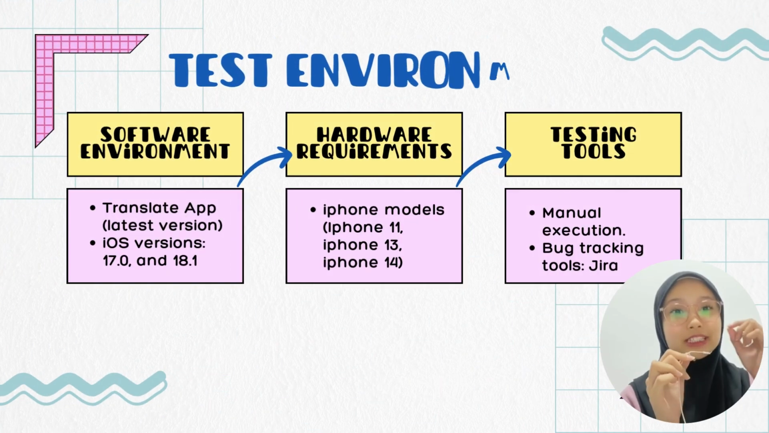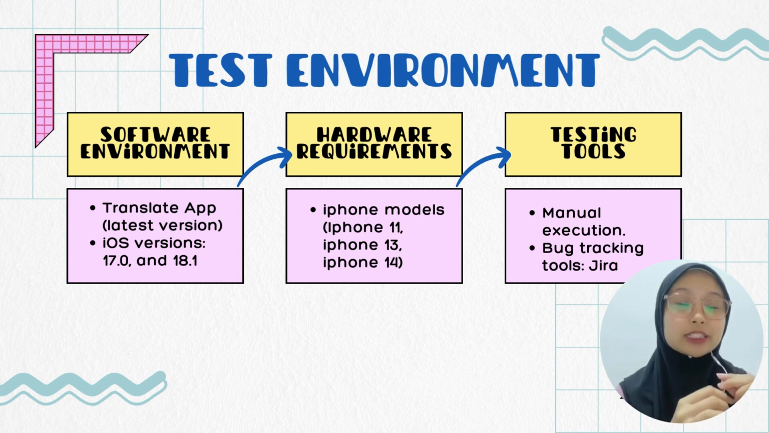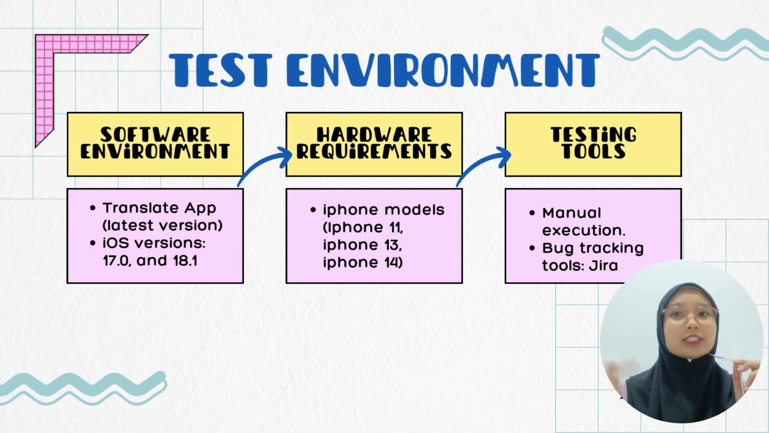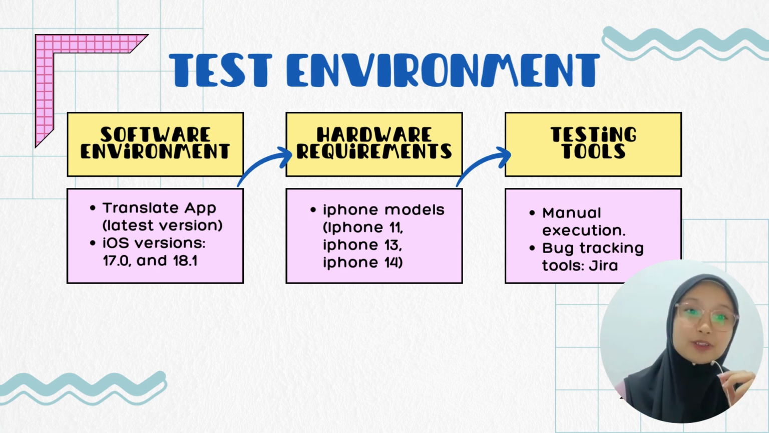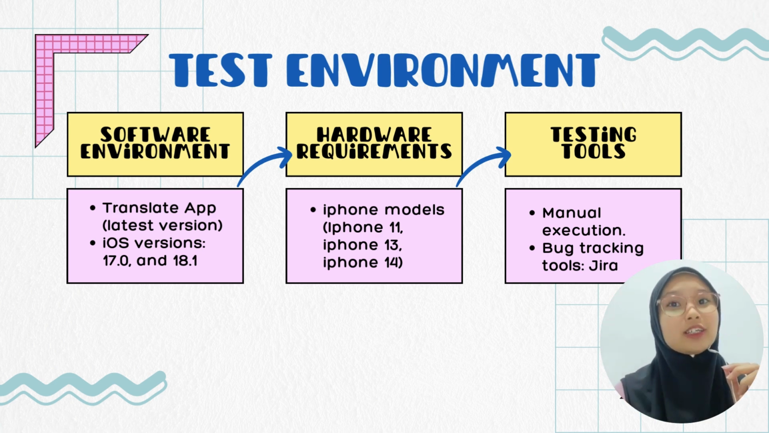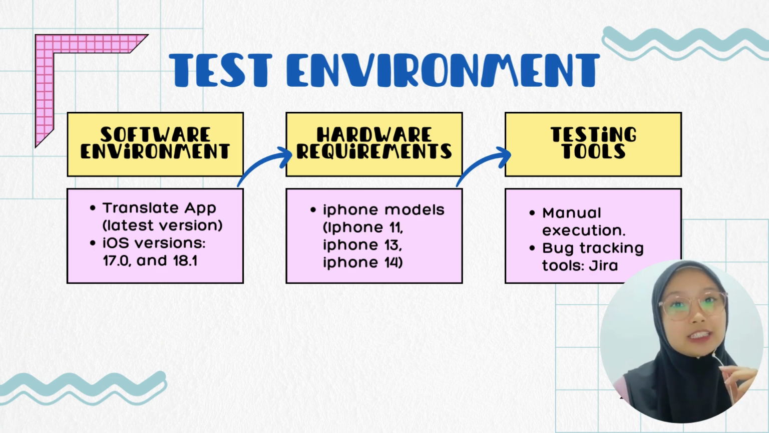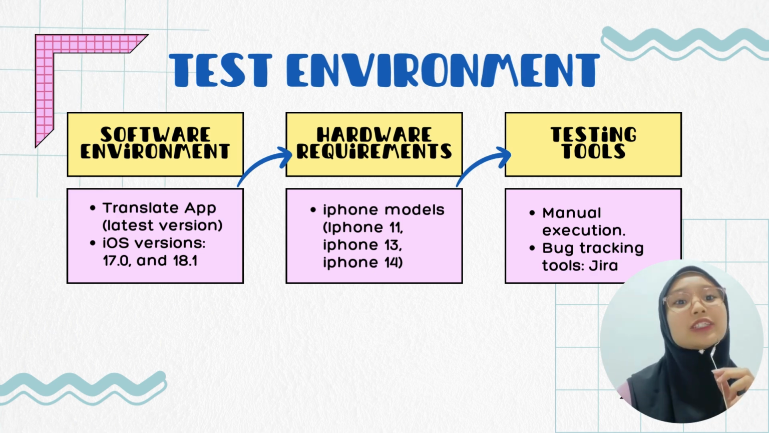Hello, so now let's take a look at the test environment. The test environment is divided into 3 parts, which are software environment, hardware requirements, and testing tools. For the software environment, we are using the Translate app, the latest version. Since our team members have iPhones, which are iPhone 11, 13, and 14, our iOS versions are 17 and 18.1. The testing tools are manual execution and the bug tracking tool Jira.